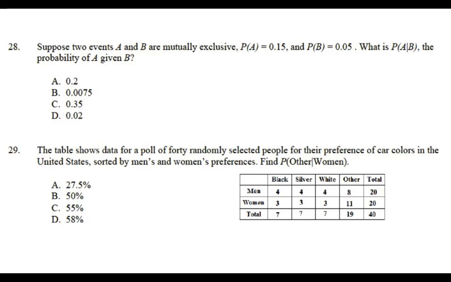28. This problem I want you to star because it has massive typos. Suppose 2 events A and B are mutually exclusive. Here's one typo. That should actually say independent. And that's how it's worded on your final exam. That's why we're changing it. The probability of A is 0.15. The probability of B is 0.05. What is the probability of A given B? The probability of A given B.